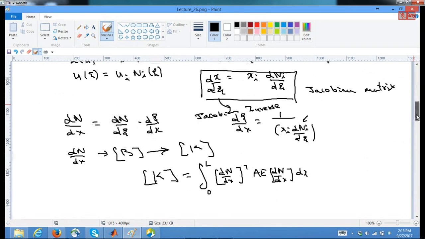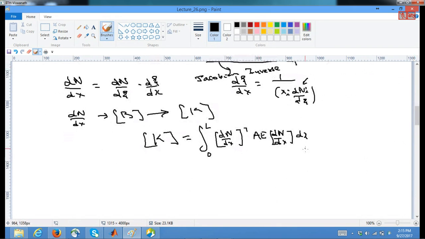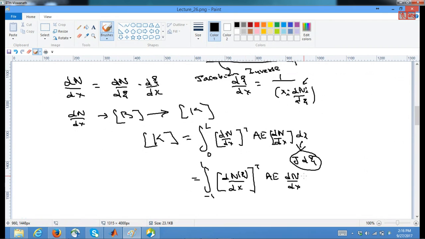So for 1D, it simply boils down to the integral for your stiffness matrix. Further, we said that dx has to be replaced by J into dξ. When you are working in the natural coordinate system, then this will become minus 1 to plus 1, dN by dx, which we obtained through this procedure. This is for the 1D.